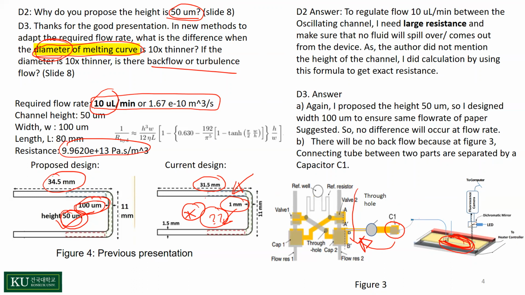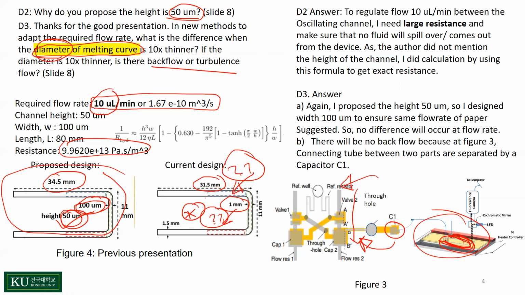I was thinking about a width of 100 micrometers as my own choice, because I don't know the resistance of this side and this device. So I designed my device like that so that it will not impact the oscillating pressure in the oscillator. For this reason, the width will be considered as 100 micrometers.